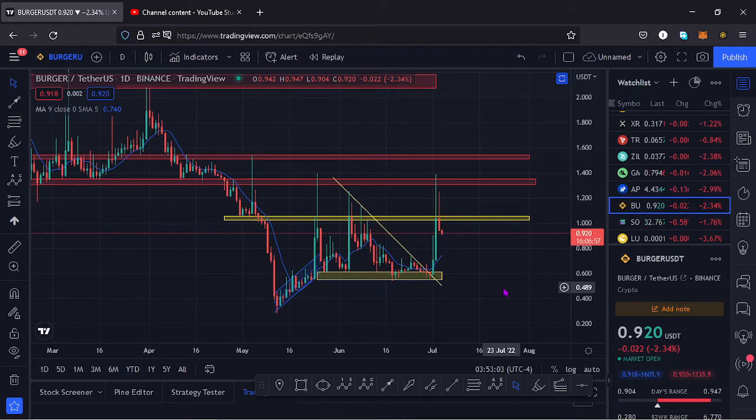Badger's current price stands at the $0.092 mark, and here on TradingView the market is down by negative 2.34%, and I want to give a brief analysis of what can play out on this chart.